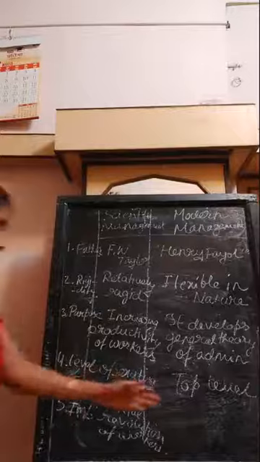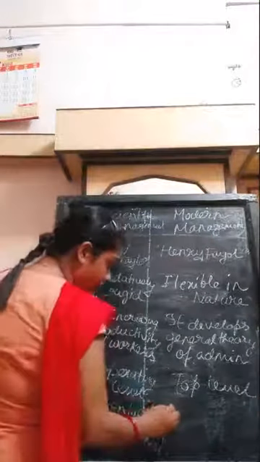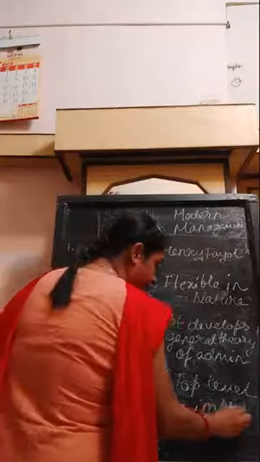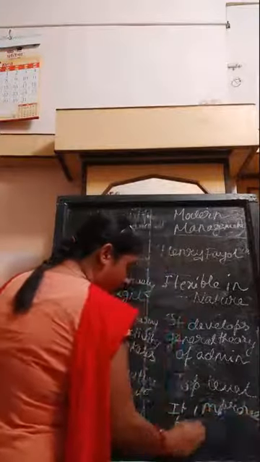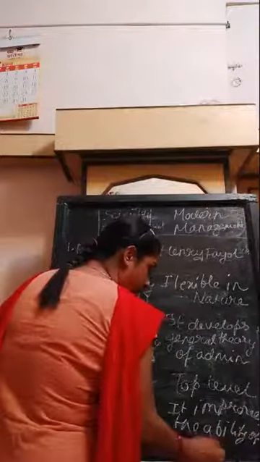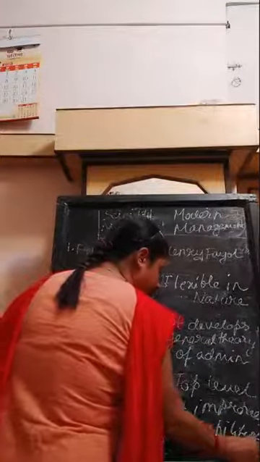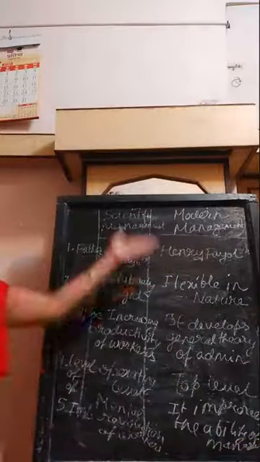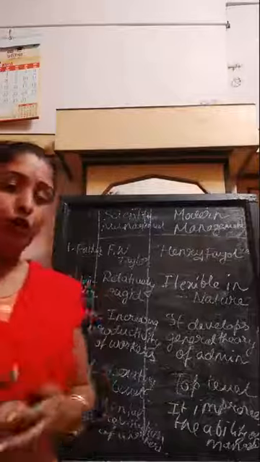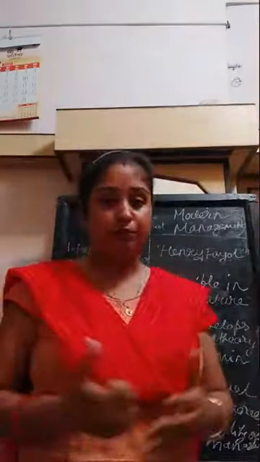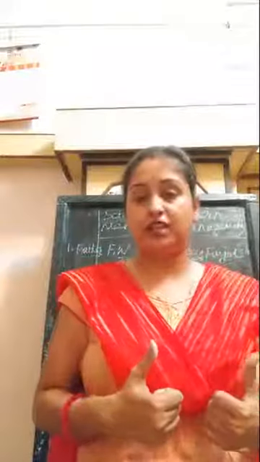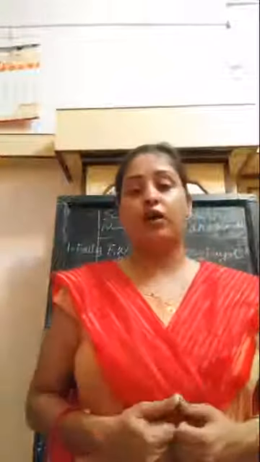Whereas this improves the ability of managers. So these are the important 5 points of distinction of scientific management and modern management. Hope you have understood the 2 different segments, that is principles of management and its techniques, and the difference between scientific and modern management. So this is the end of our second chapter.